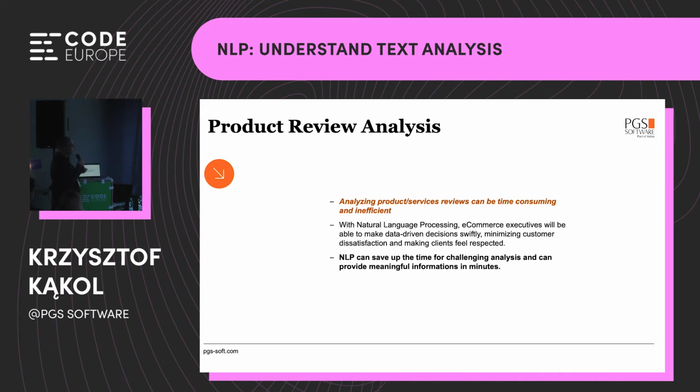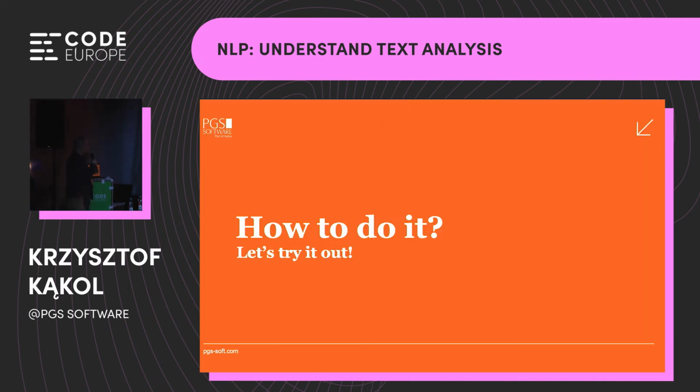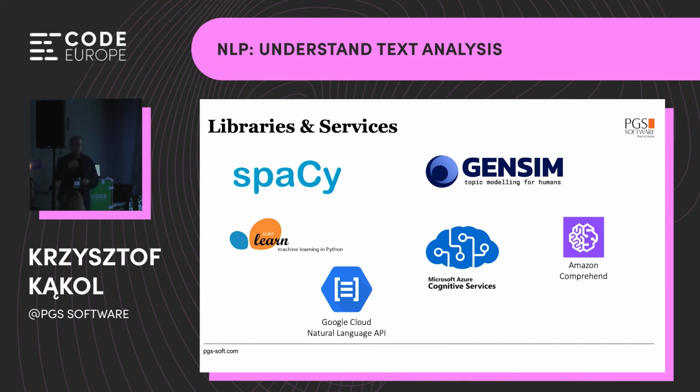Okay, so let's check how to do it. First of all, you have a bunch of libraries and services that allow you to do it. For instance, there is, like I said before, the spaCy library, which works in a so-called pipeline manner. So it analyzes the text in a pipe. After tokenization, you have lemmatization, then part of speech tagging, and all of these things take place in a pipe. You also have Gensim, which is a library for topic modeling, quite a sophisticated one.